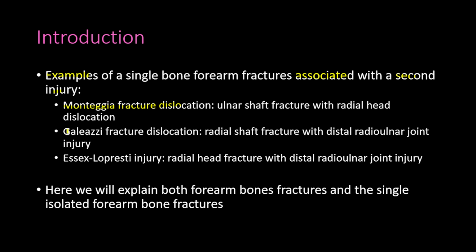Now, examples of the single bone forearm fractures associated with a second injury include the Monteggia fracture dislocation, the Galeazzi fracture dislocation, and the Essex Lopresti injury. Now, the Monteggia fracture dislocation is an ulnar shaft fracture with a radial head dislocation, while the Galeazzi fracture dislocation is a fracture to the radial shaft with a distal radio-ulnar joint injury, and the Essex Lopresti injury is a radial head fracture with a distal radio-ulnar joint injury.